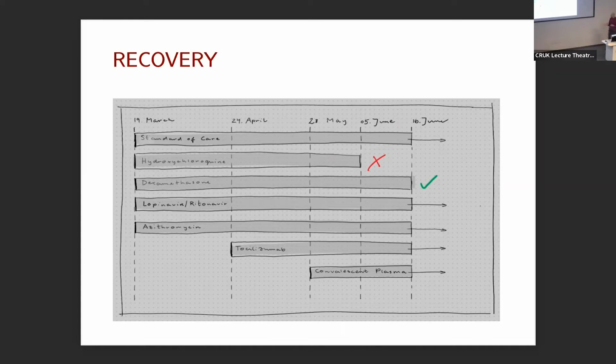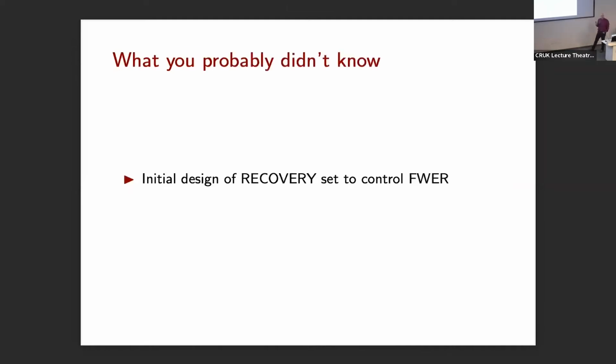And I think many people by now know quite a bit about how the study ran and the details of the study. But what most people probably don't know is that the initial design of the recovery trial actually was set up to control the family-wise error rate in the strong sense at a relatively relaxed overall level of 5%.